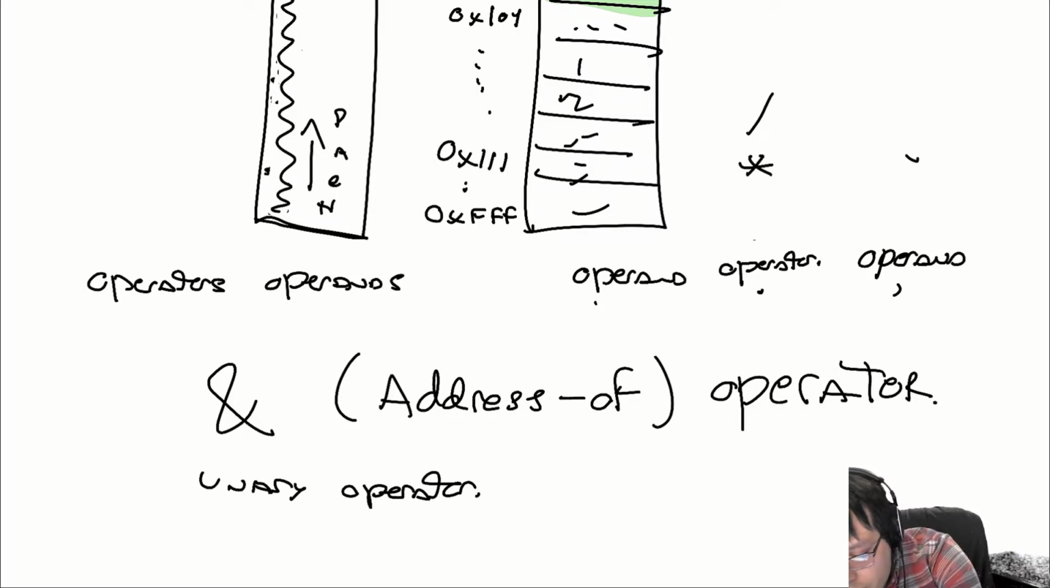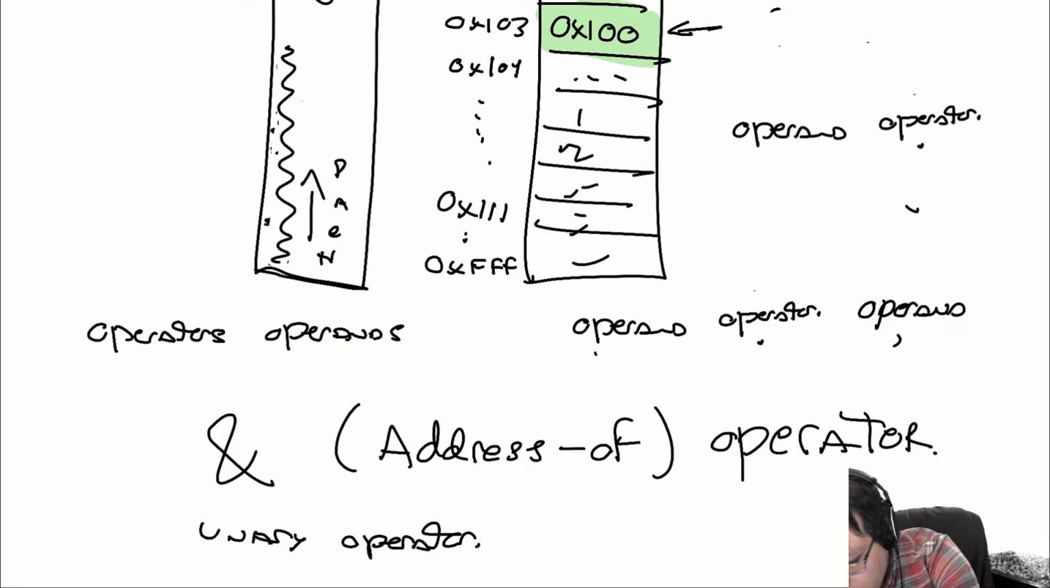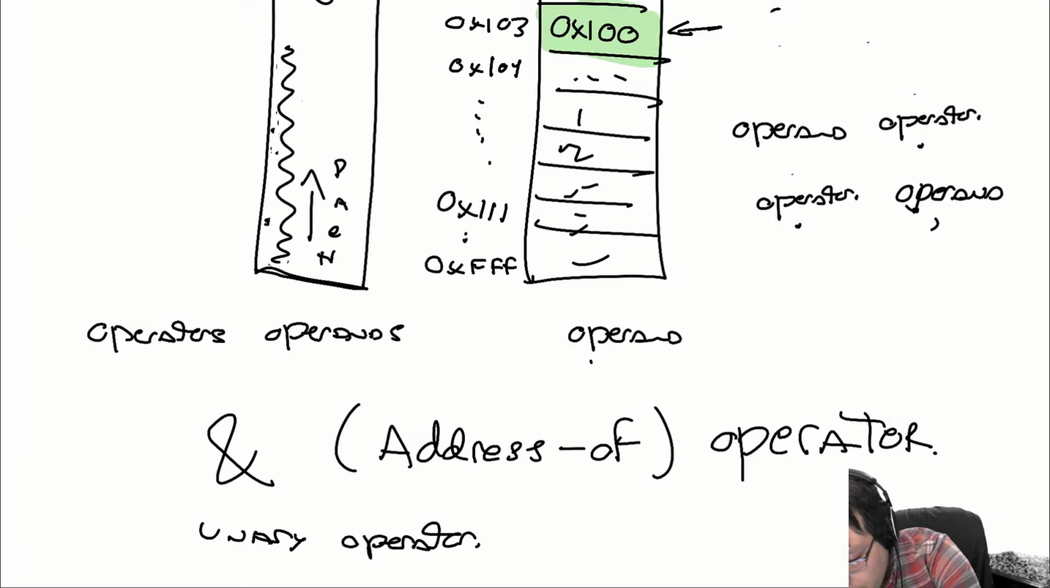When you're dealing with a unary operator, you could either have operand, operator, or operator, operand. An example of this would be something like plus plus. That's technically a unary operator. And something like -5 would be a unary operator as well.